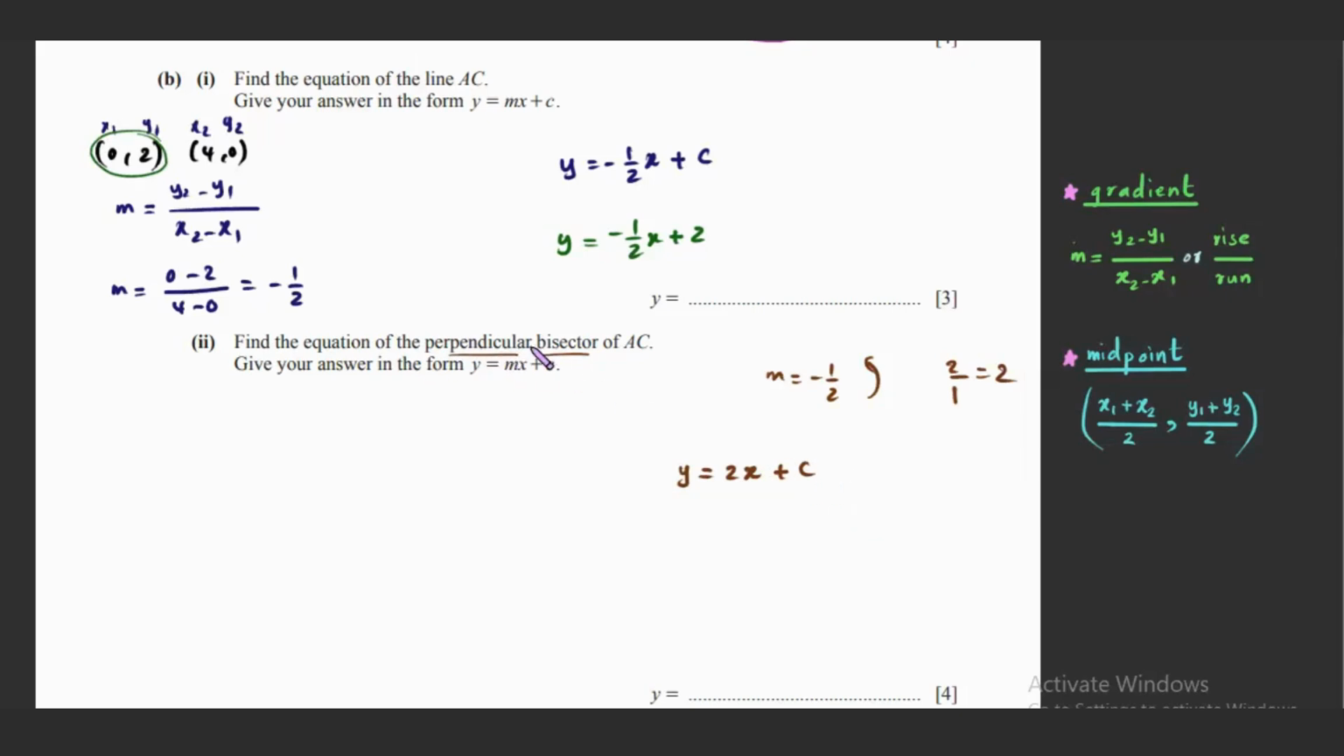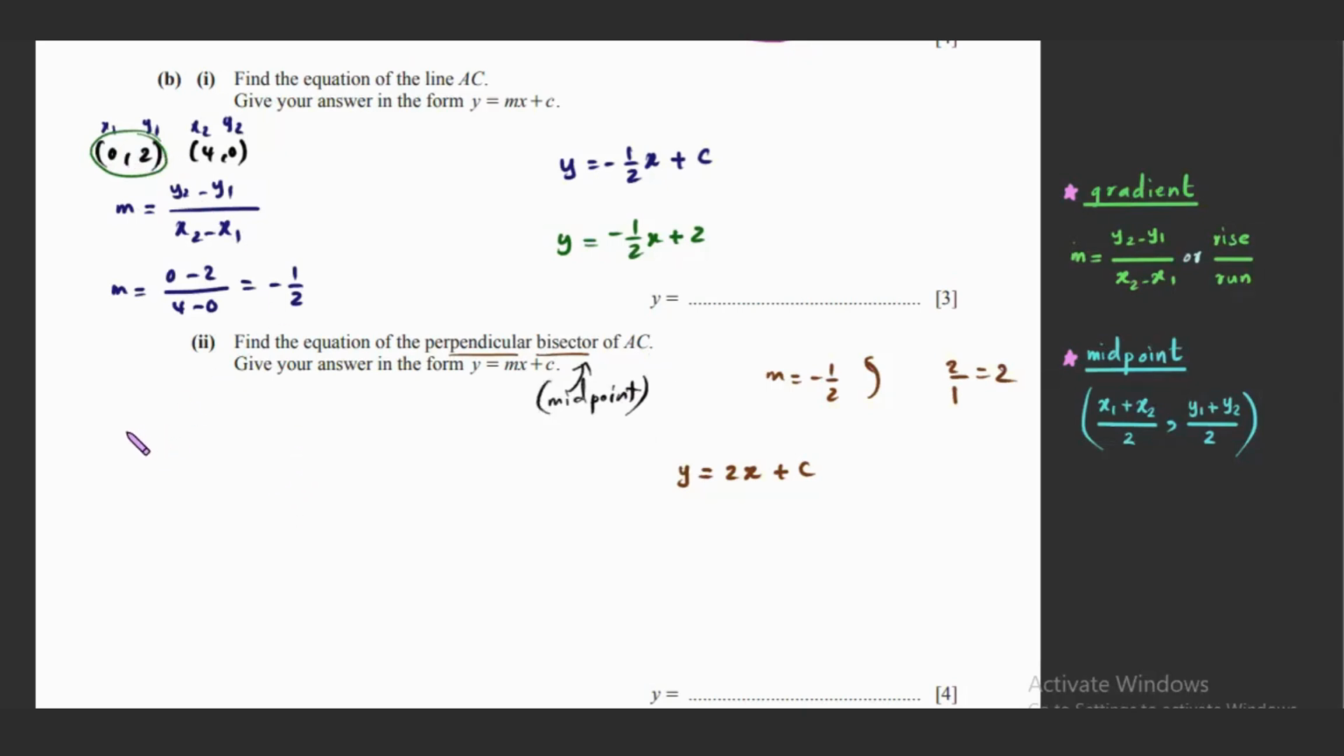Now, usually a coordinate point will be mentioned in the question, that can be substituted into this half-completed equation for y and x to find the y-intercept. But in this question, they haven't given you the coordinate point, but they have indirectly mentioned that this is a perpendicular bisector, which means the perpendicular line goes through the midpoint of AC. So first we need to calculate the midpoint of AC.